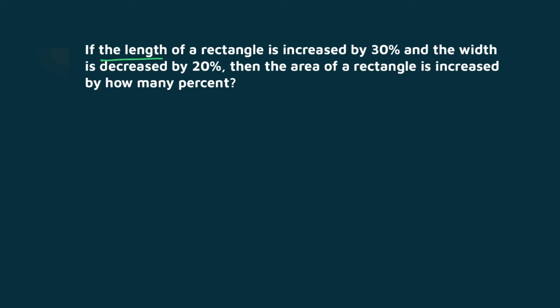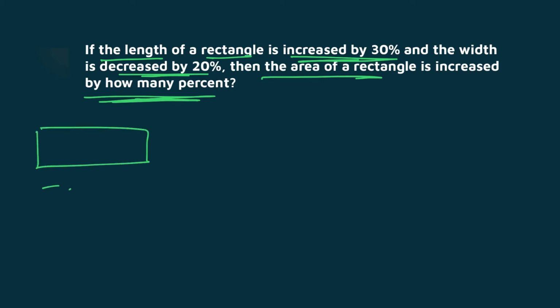If the length of a rectangle is increased by 30% and the width is decreased by 20%, then the area of the rectangle is increased by how much percent? So this is our question. We have one rectangle. The length of the rectangle is increased by 30% and the width is decreased by 20%. So now we have to find the change in the area of the rectangle in percentage.